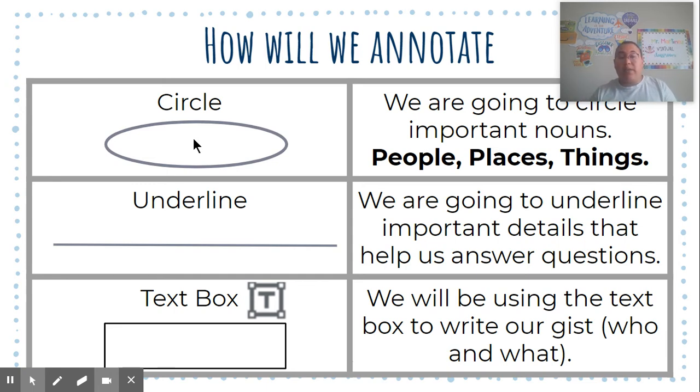We're also going to be using a text box. And using the text box, we're going to be writing our gists, our main ideas for each page. In just a moment, we're going to read a part of our text, and I'm going to model for you how we're going to be annotating as we read. And then at the end of today's lesson, you're going to have a chance to practice your annotation. Okay? So remember, we're going to be using the circle, underlining, and the text box to help us annotate this year. So in just a moment, we're going to read the text, and I'll see you in the next section.